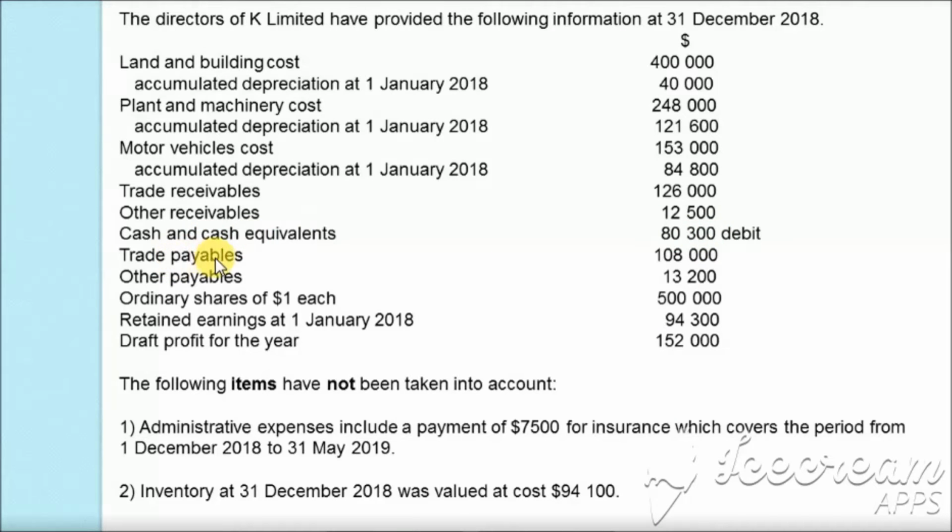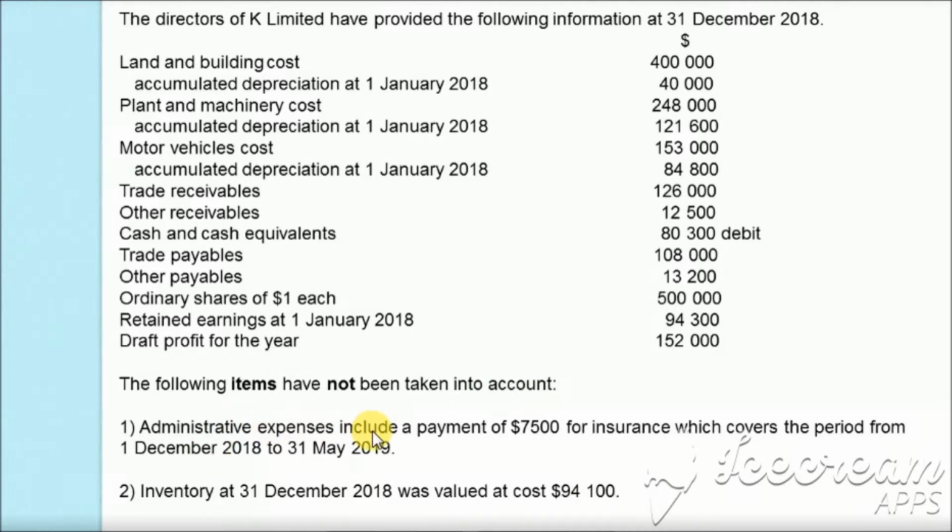Trade payable $108,000. Other payable, that is $13,200. Ordinary shares of $1 each, $500,000. Retained earnings at 1st January 2018 was $94,300. Draft profit for the year was $152,000. The following items have not been taken into account.